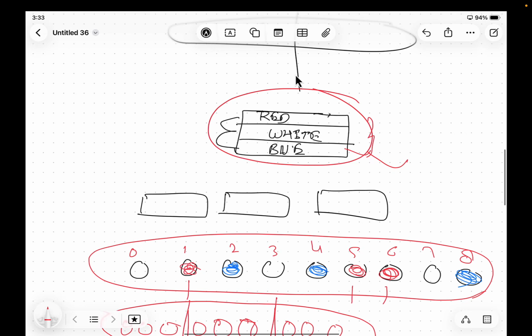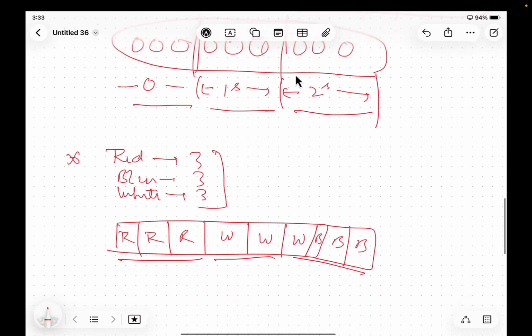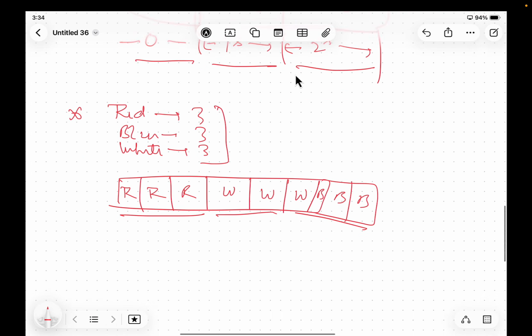So this is going to work. Just count and rewrite the array. Count all the numbers of zeros, 1s and 2s, and then rewrite the array. The only problem is that it requires 2 passes. One pass is going to find the count and another pass is going to rewrite the data. So we are aiming here for a single pass algorithm, some optimized way to do that.